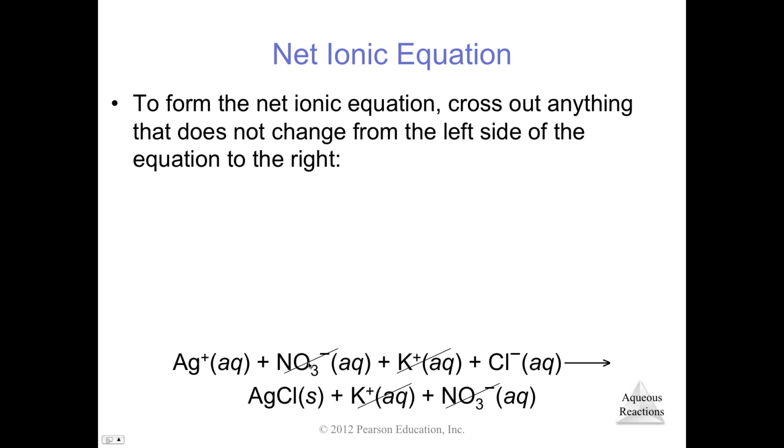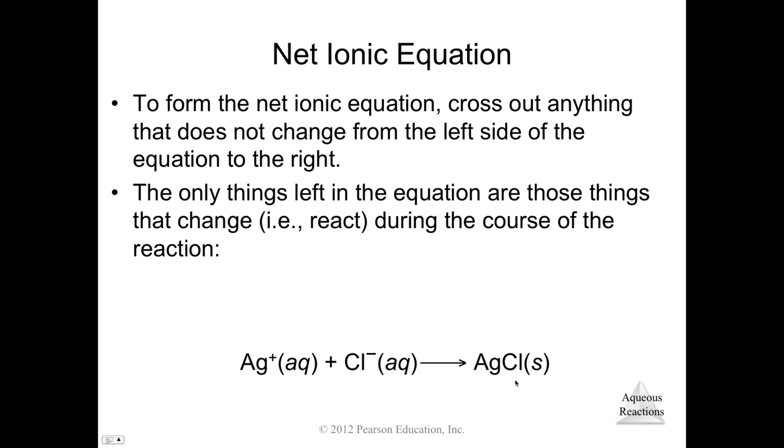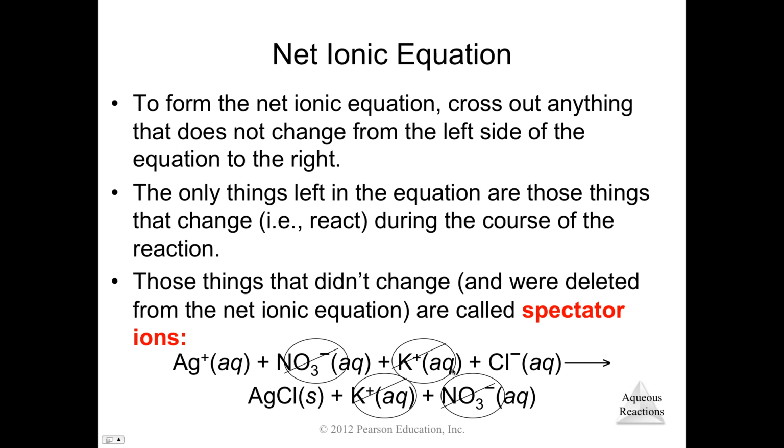So if we have nitrate ions on the left and we have nitrate ions on the right, we cross them out. Potassium as well. And what we're left with at that point is just what's called the net ionic equation. Only the species that have changed during the course of the reaction are left in the net ionic equation. And those species that didn't change or got crossed out are known as spectator ions. They don't actually participate in the reaction. They're just kind of hanging out and watching.